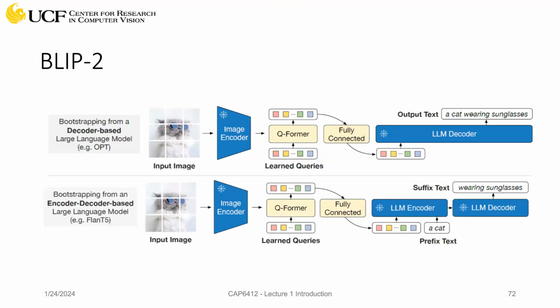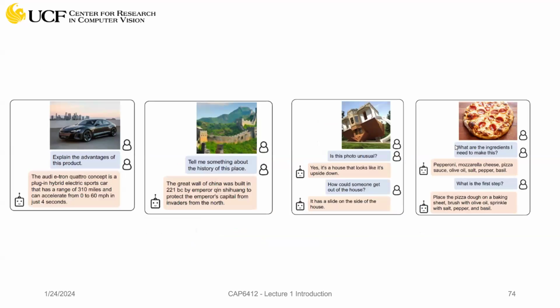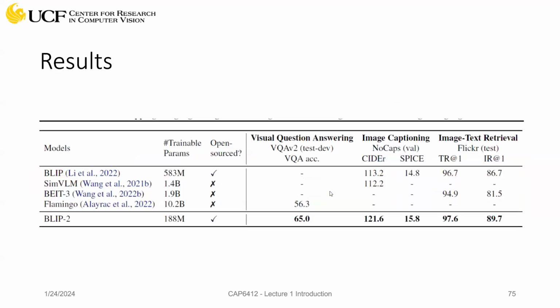So they show that this will work for the encoder-decoder or only decoder. And these kinds of things you can do. Explain the advantage of this product, it goes through that. Tell me something about the history of this place, like that. Then you can do conversation and all those things. This photo, unusual. How could someone get out of the house, and amazing things.